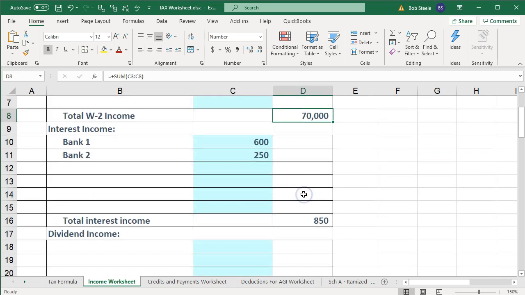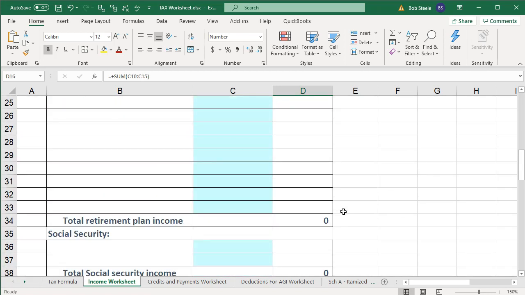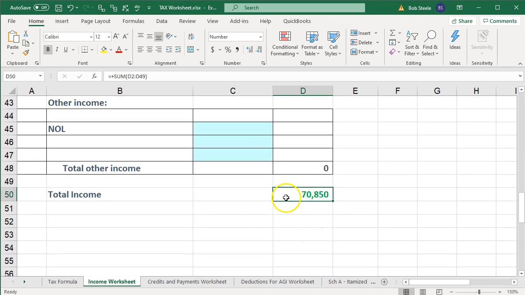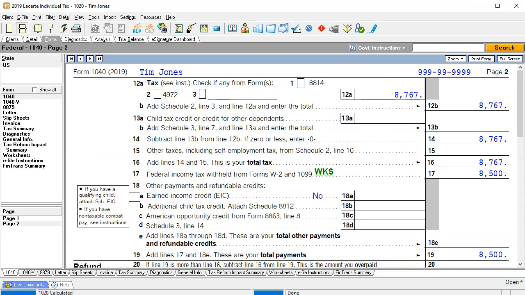But the 70,000 of W-2 income, now 850 of the interest income, that totals out down below to the 70,850. That then pulls forward to the first page of the tax formula. There's the 70,850. Now, no above the line adjustments. We have the adjusted gross income, same. Standard deduction, $12,200. Then if we subtract out the standard deduction from the $70,850, we get the $58,650. This then is what we want to verify to the tax return. So we're hoping that's going to tie out here to page 1.